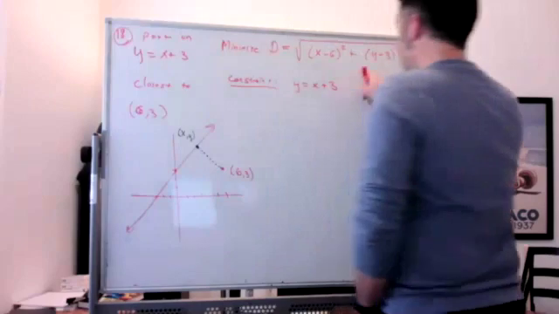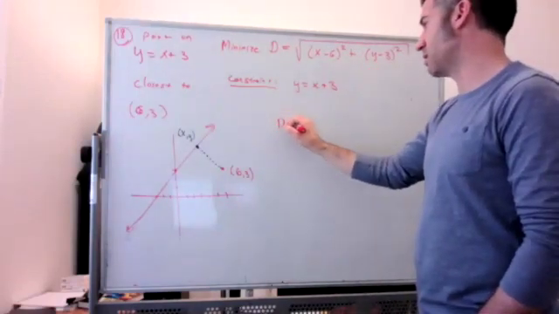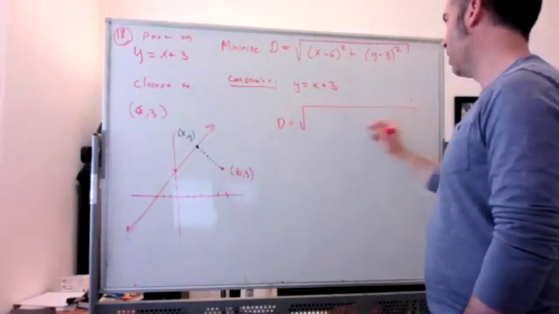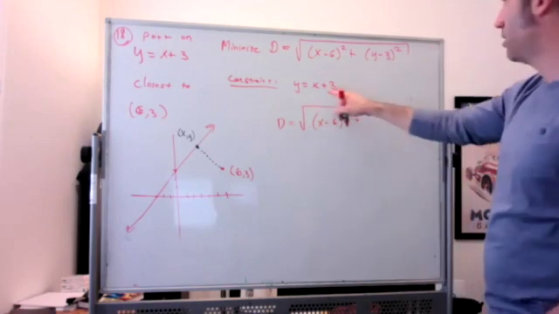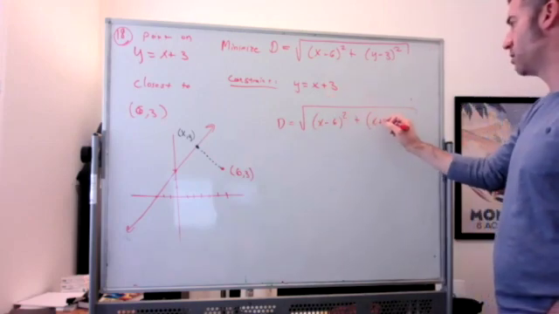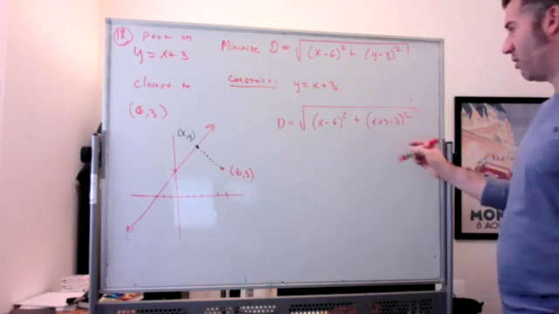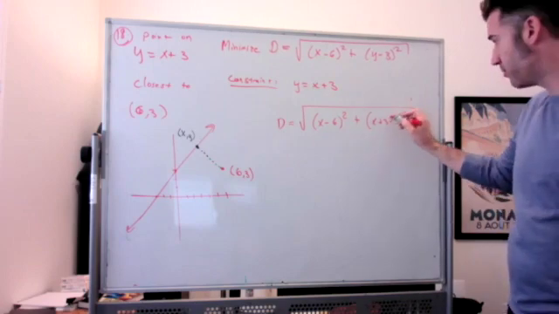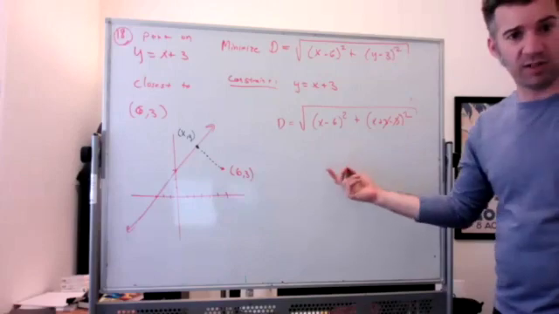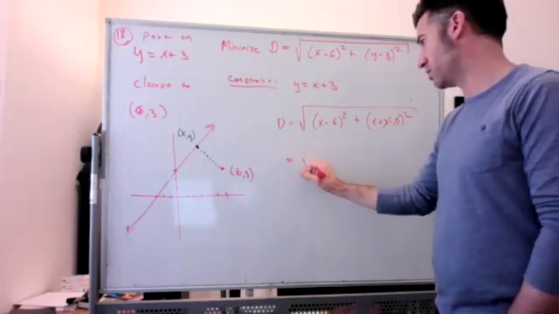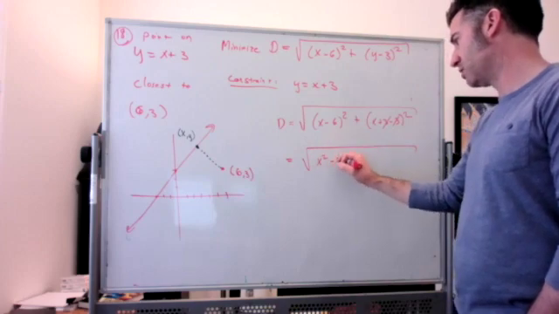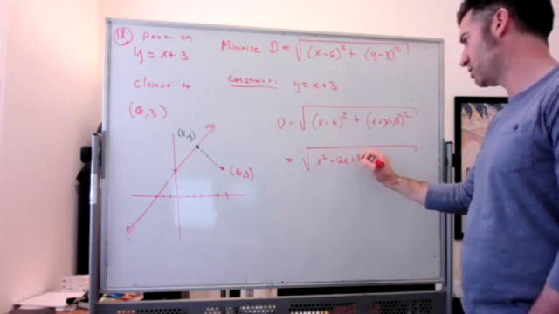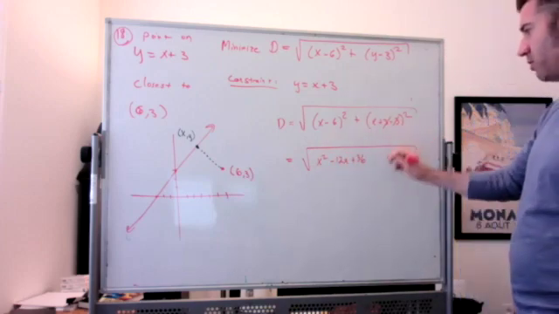So we can put that in here. So now my distance is going to be the square root of x minus 6 squared plus x plus 3 minus 3 squared. I can cancel the 3's. And let's multiply this out a little bit. This is going to be the square root of x squared minus 12x plus 36 plus x squared.